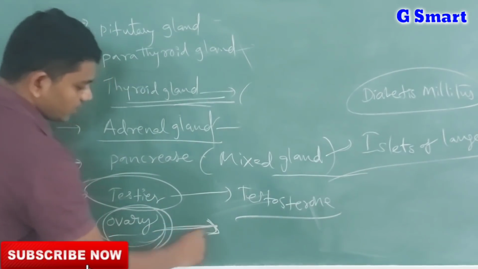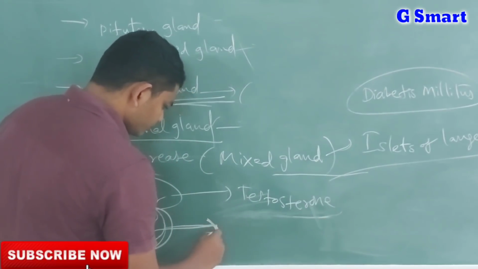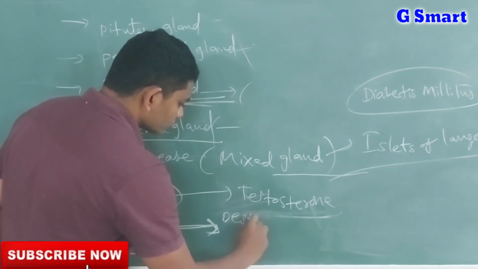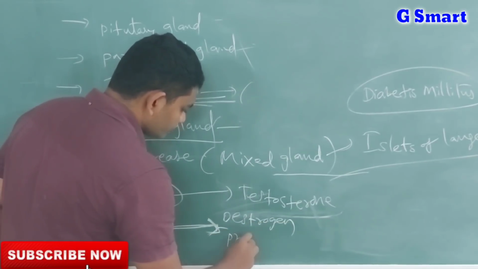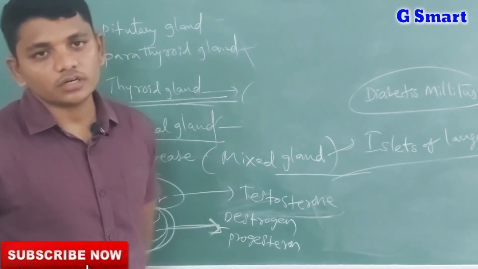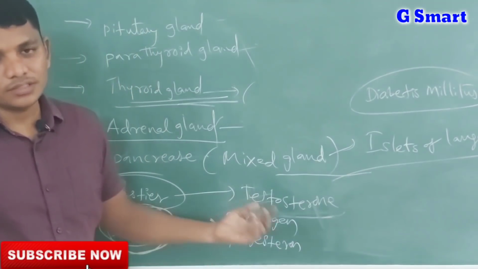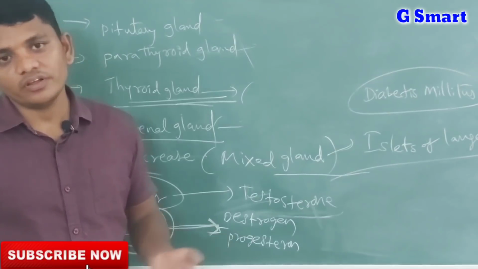Generally, the ovary releases two hormones. The first one is estrogen. The second one is progesterone. Estrogen and progesterone are the two hormones released by the ovary. Generally these two work together on the reproductive system.